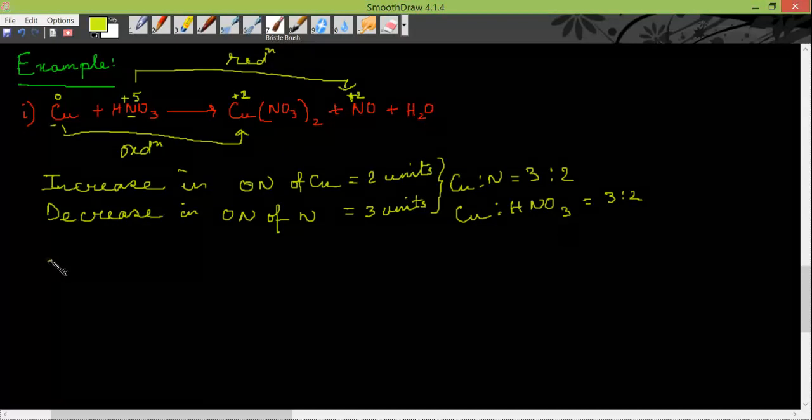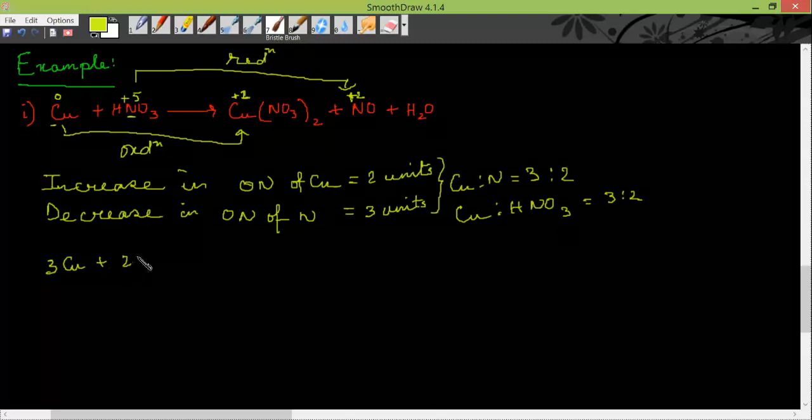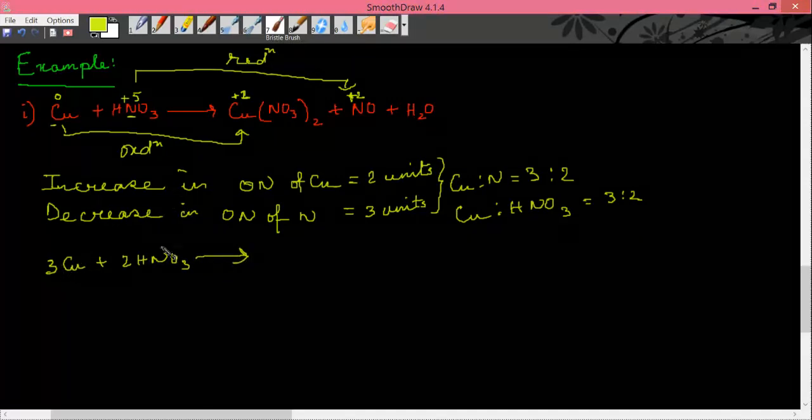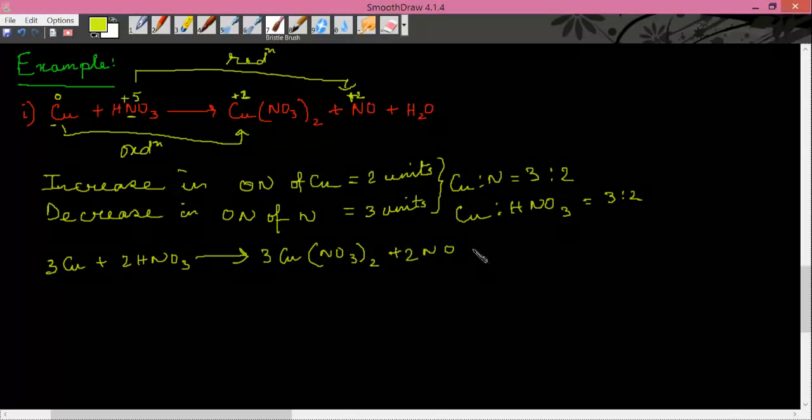We have 3 copper, so 3 copper plus 2 HNO3. Then 3 copper should give 3 copper nitrates, so we should have 3 Cu(NO3)2, then 2 nitrogen should give 2 NO, plus H2O.